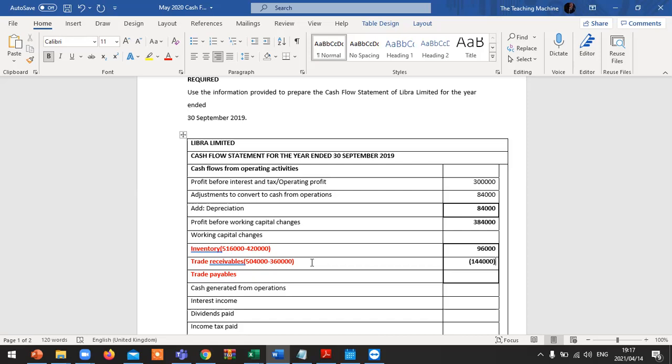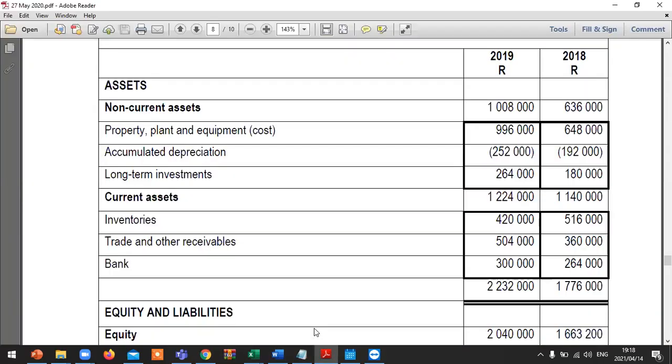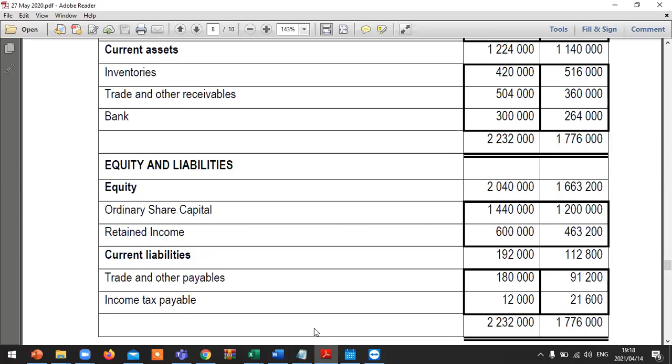But with trade payables, it's different. Its element is very different from the two. Trade payables is a liability, money that the business owes to other businesses or other people. Now we're going to look at the balance of the previous year and the current year for trade payables. Previously, money that was owed was 91,000. Currently, money that is owed is 180,000.